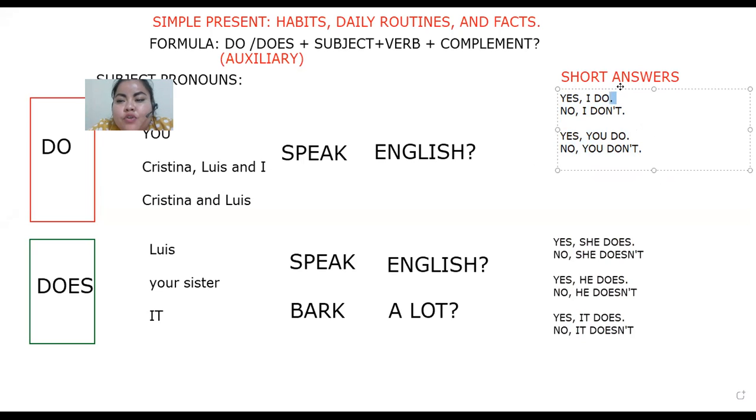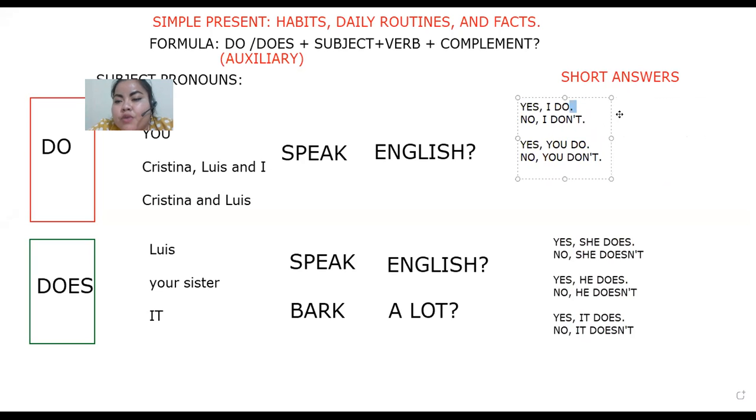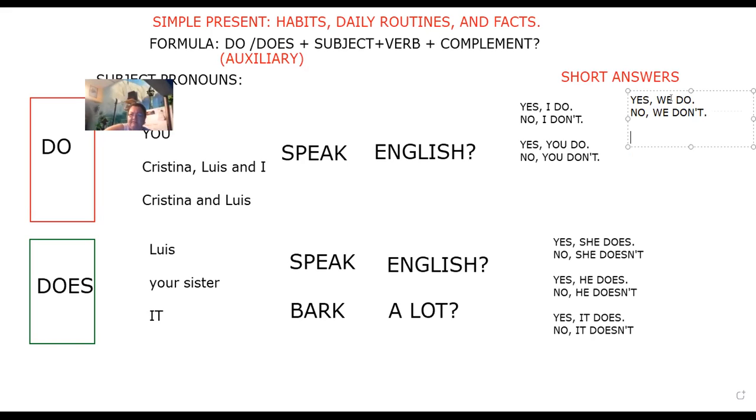So we did the one with yes I do, no you don't, but I'm missing here Ana Maria with we. What would be the answer with we? Short answers with we. Yes, we do. Okay, negative? No, we don't. Okay, Flor, what do we do with they? Yes, they do. In negative? No, they don't.